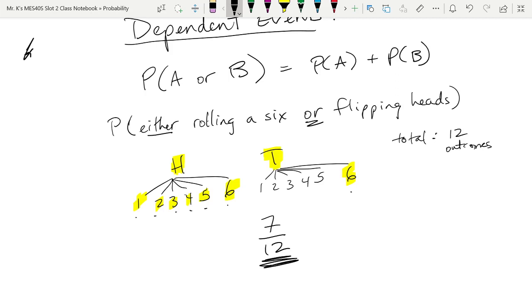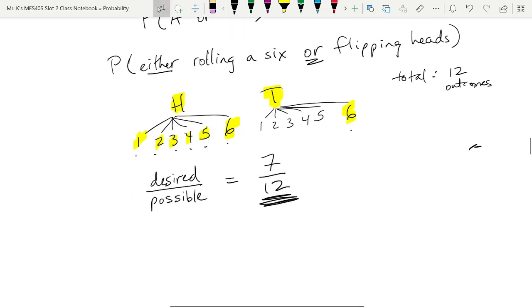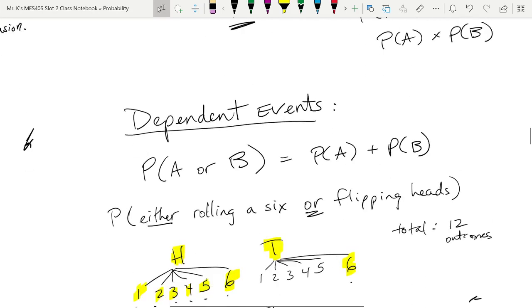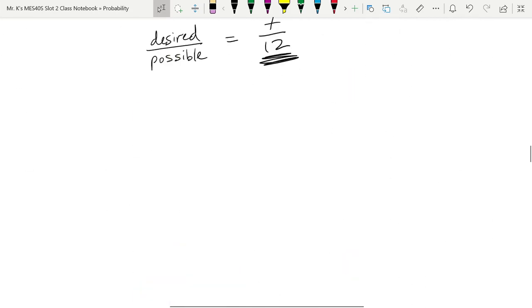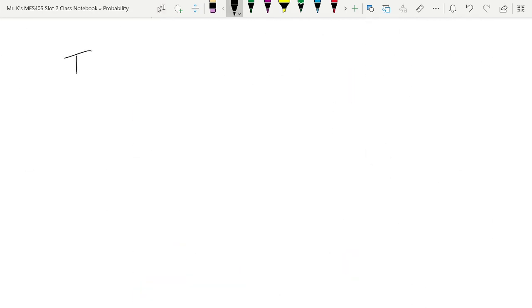Let me go back to this here. Go back, come on. Right? Desired over possible. I haven't heard one in a while. Okay, so I'm sure they're fine. All right, let's do another tree diagram. More tree diagrams. One more.